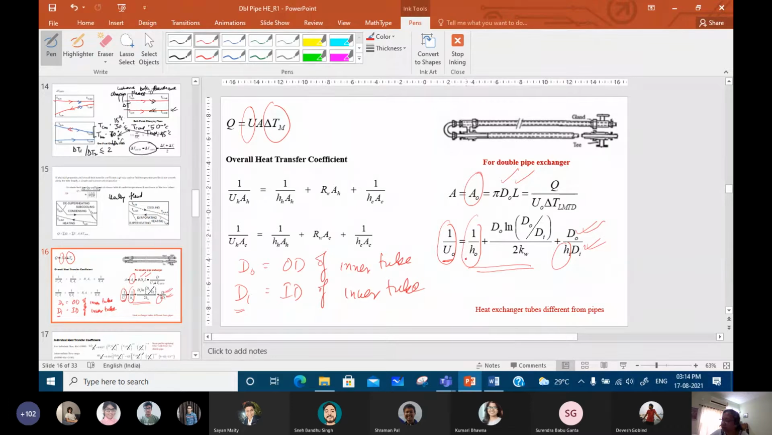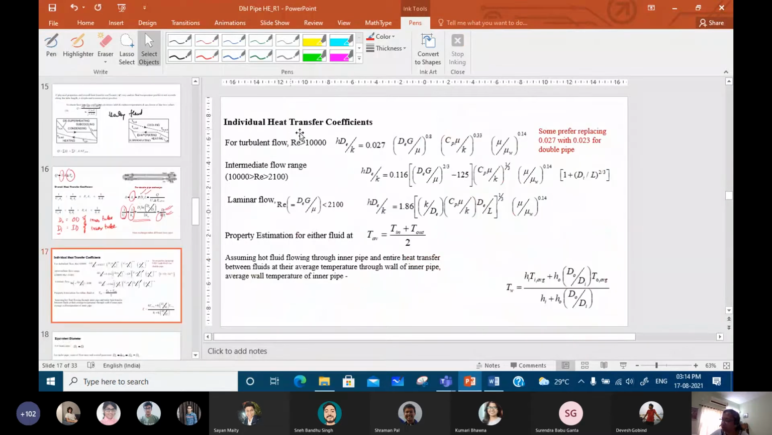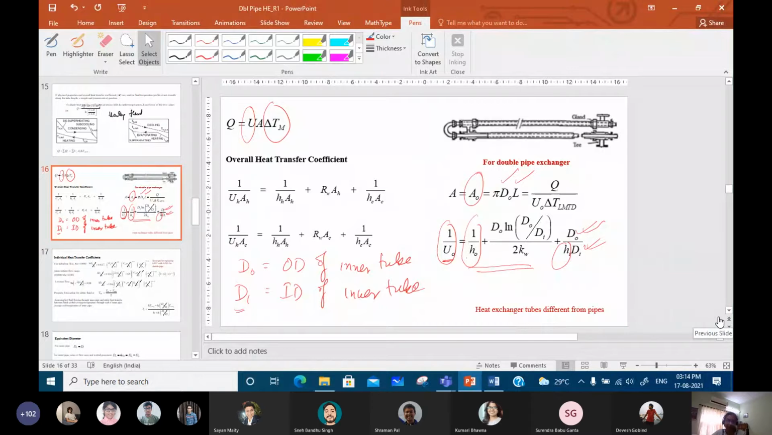And moreover, if you want to find out HO and HI, then what do we do? We normally go for certain Dittus-Boelter type of equation, where again you would be requiring the tube, the inner pipe, outer pipe dimensions to find out the HO and the HI. So can you tell me how to sort out this particular matter? Ma'am, we can make approximations or guesses.